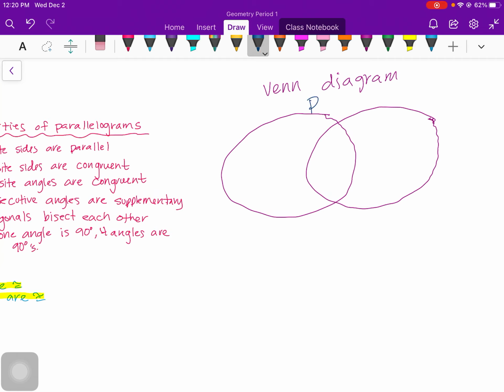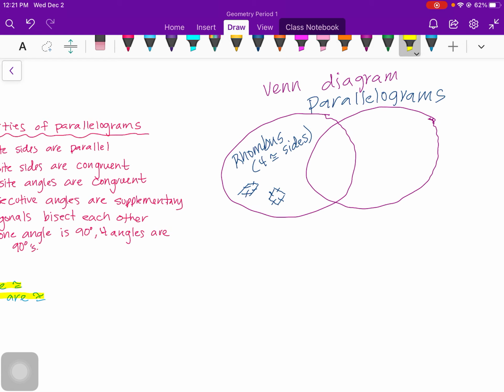Parallelogram. So these are all of our parallelograms. So in one of our circles, we're going to write rhombus. And we remind ourselves a rhombus has four congruent sides. And then maybe we can draw a few rhombuses to remind ourselves what they look like. They can look like that, they can look like that. So those are our rhombuses.